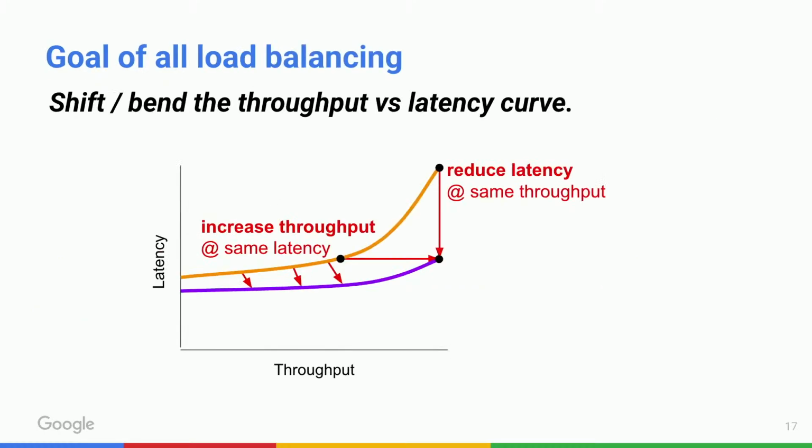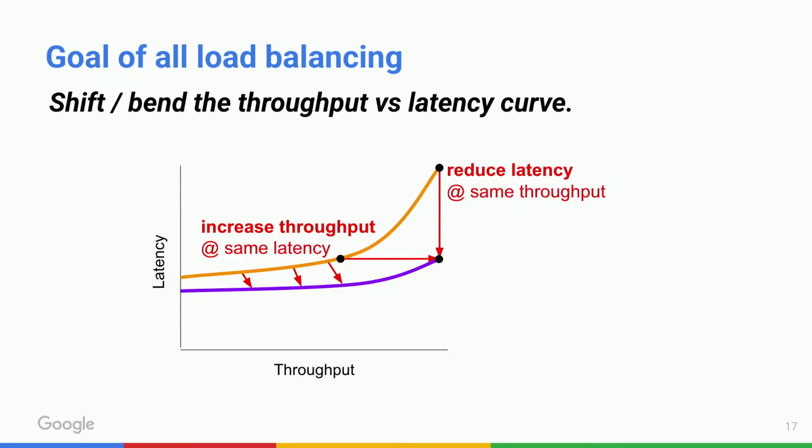Okay. So I will posit to you that the goal of all load balancing is to do the following. You want to shift or bend the throughput versus latency curve, right? Every system has some response curve where if you increase the throughput, you just drive the system harder. There's going to be resource contention. There's going to be queuing perhaps. And therefore the latency of your queries is going to go up.